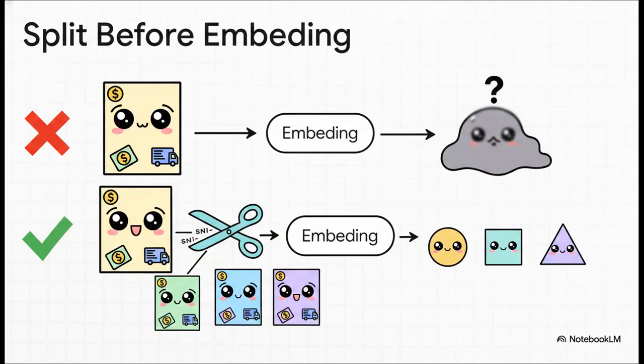Now, the really crucial part here is when we split. It has to happen before we create our embeddings. See, an embedding is basically a number version of meaning, like a set of coordinates that plots a piece of text in a giant map of ideas. It works best when the text is focused.